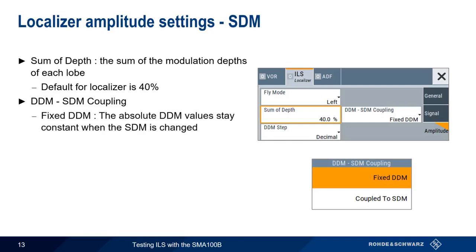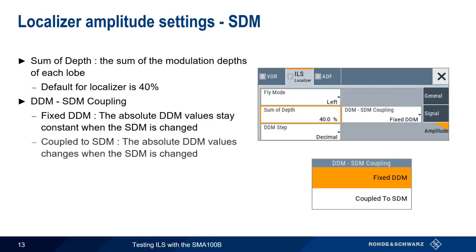If fixed DDM is used, then difference in depth of modulation doesn't change when sum of modulation depth changes. If coupled to SDM is chosen, then the absolute values of DDM will change if SDM is changed. Don't worry if this seems somewhat obscure. Normally these values can safely be left at their default values.